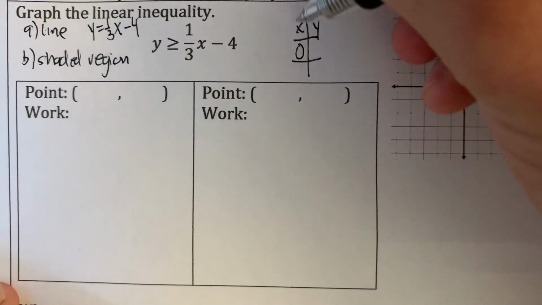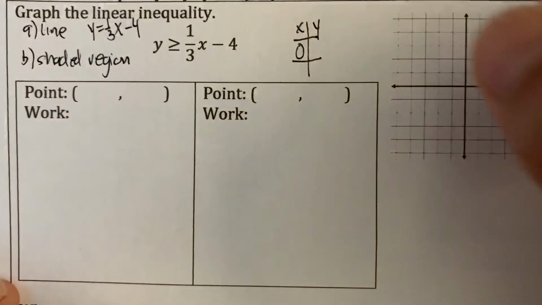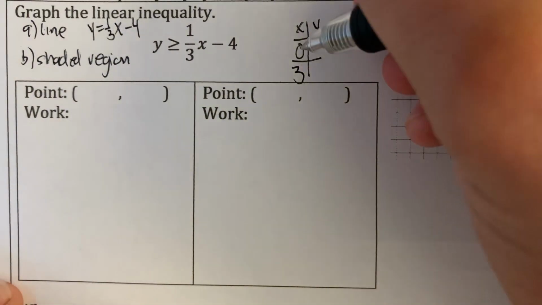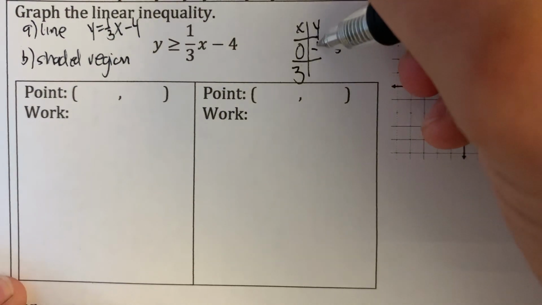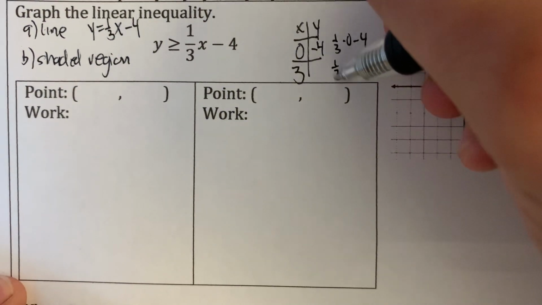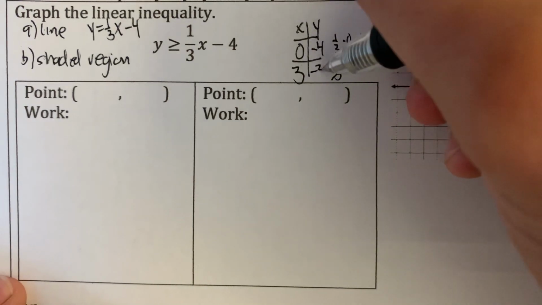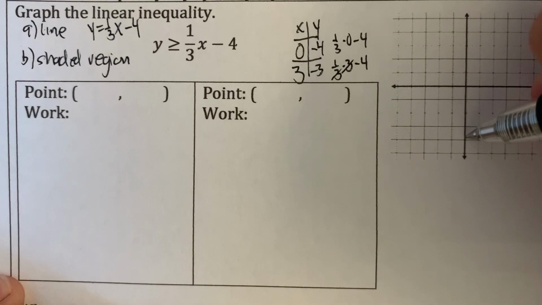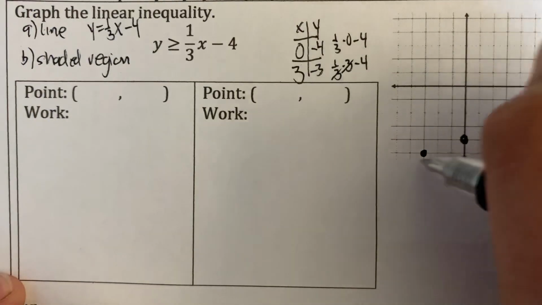We plug in 0 for the first x. Since this is a fraction, we plug in the number 3 as our second point. We plug the 0 into our x: 1 over 3 times 0 minus 4 gives us -4. We plug in the 3: 1 over 3 times 3 minus 4. These cancel, which gives us -3. So we get (0, -4) and (3, -3). There is your line so far.